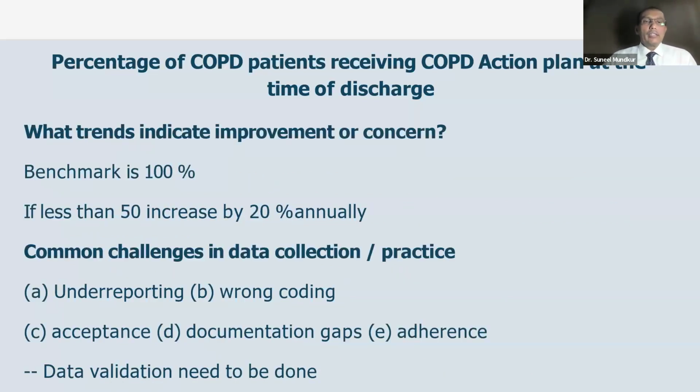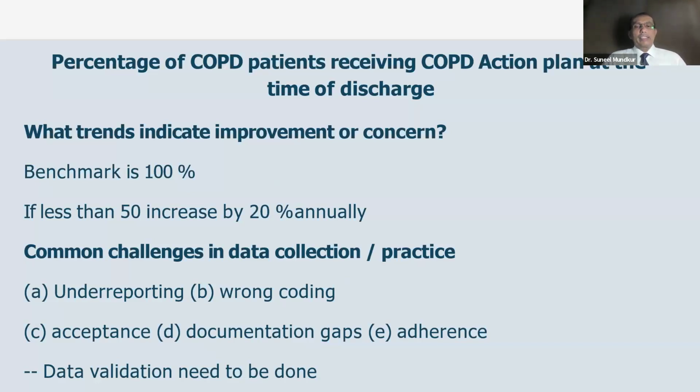Now, again, the ideal benchmark for this is around 100%, but if less than 50, it increases by 20% annually. Please note that there cannot be any exceptions for this because it is the same for all COPD patients.